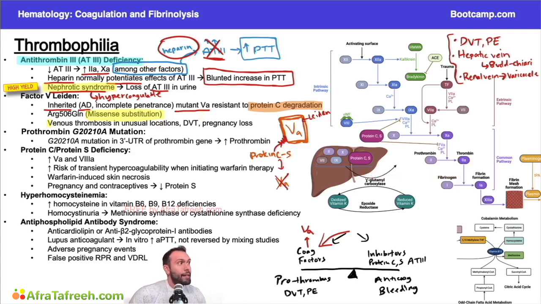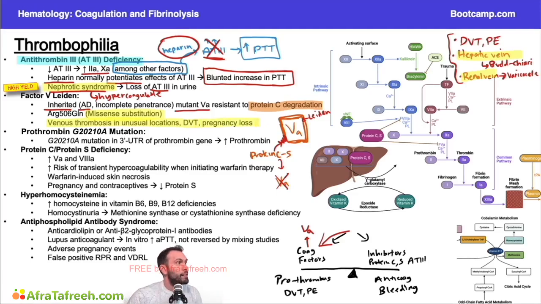Again, same kind of concept, and this is going to be pretty consistent throughout. You can have these venous thromboses in unusual locations. What's an unusual location? In the hepatic vein, in the renal vein, in the cerebral vein thrombosis. You can also have DVTs. You can have pulmonary embolus. Pregnancy loss, right, because of this hypercoagulable state. And again, this is really a constant theme for most of these.